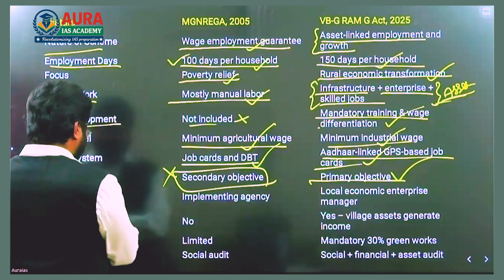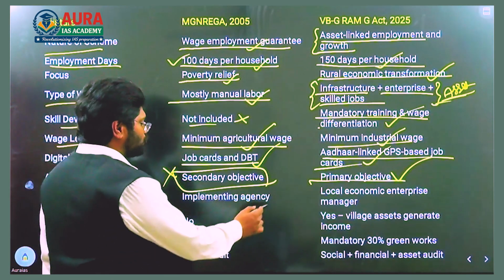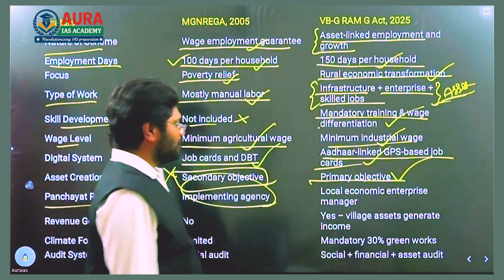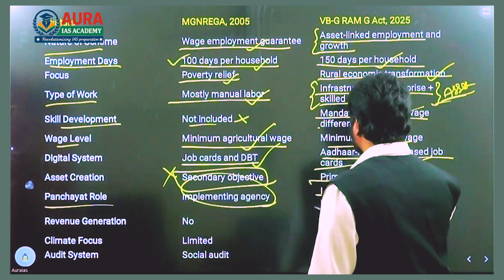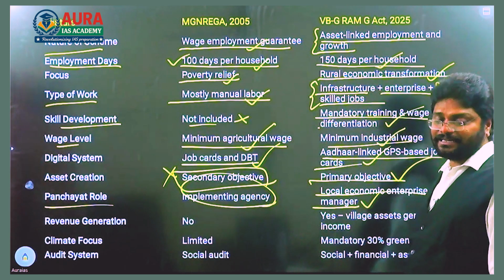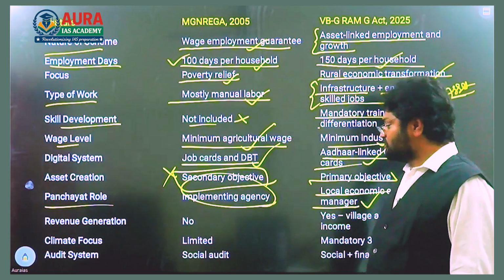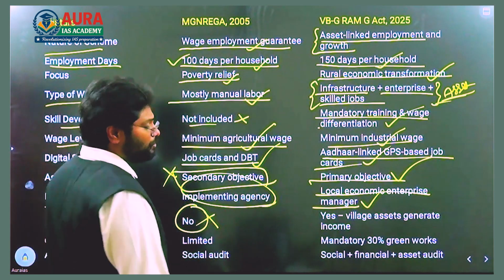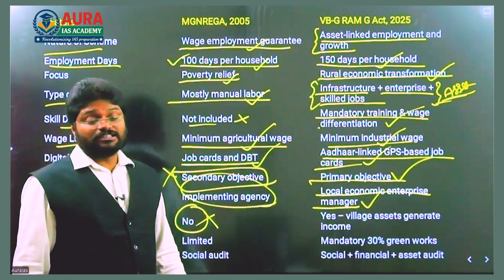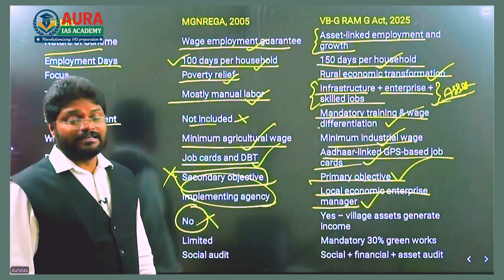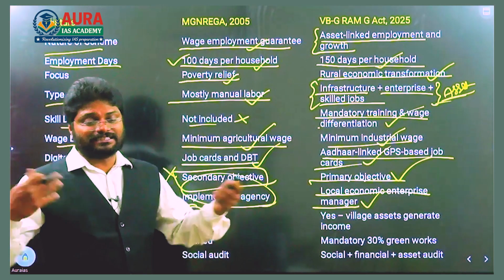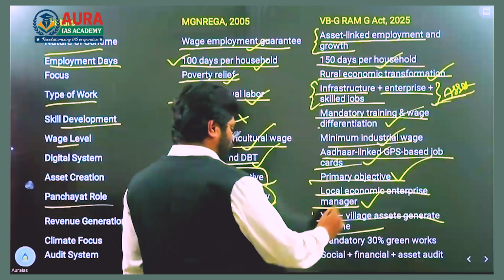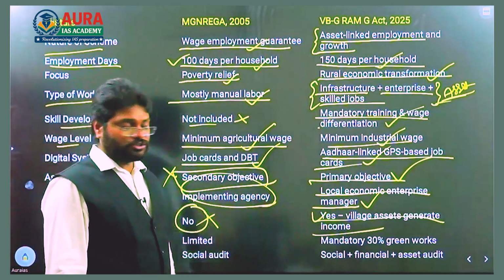The next one is the Panchayat's role. Here, choosing the work and implementing the work is done by the Gram Sabha. In the new Act, the local Gram Sabha acts as a local enterprise and manager of the assets. That is the difference. Revenue generation: here, no. Whatever work is done or however much funds the central government gives, everything is wasted because no rupee generates another rupee. But here revenue generation is the primary focus. That is the most crucial point.